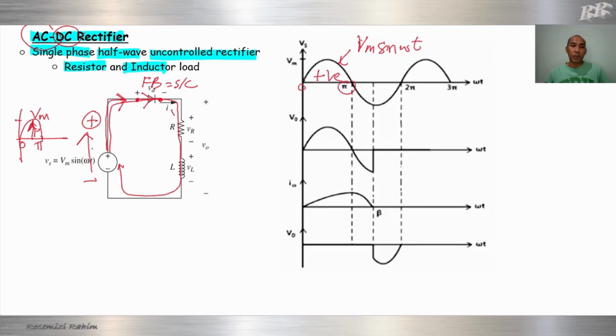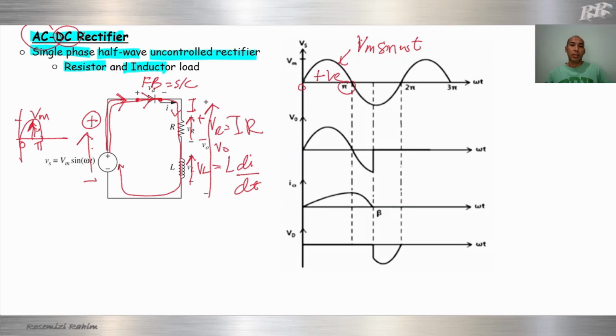When the current flows through the resistor and inductor, a voltage is developed at the resistor, which we call VR, and also at the inductor, which we call VL. The characteristic of an inductor is that it stores energy, so it can charge and discharge. VL equals L di over dt, as we already derived in the previous video. The voltage across the resistor, VR, equals I times R.